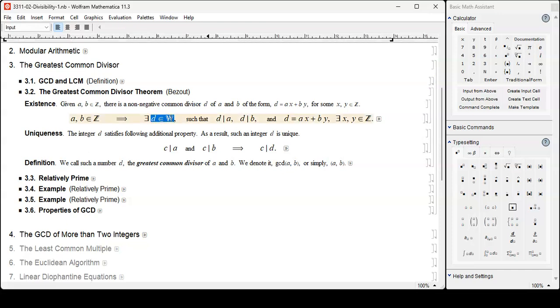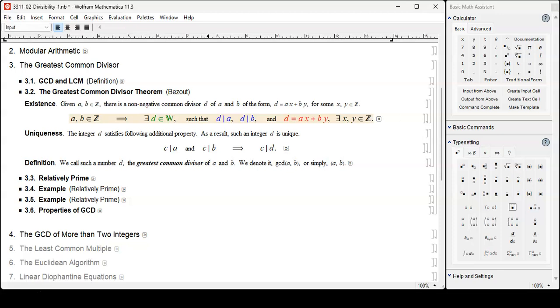Number 1, non-negative. Number 2, common divisor. And number 3, linear combination. 3 ingredients. Then it turns out such an integer exists and exists uniquely.